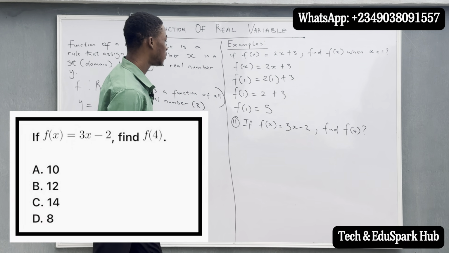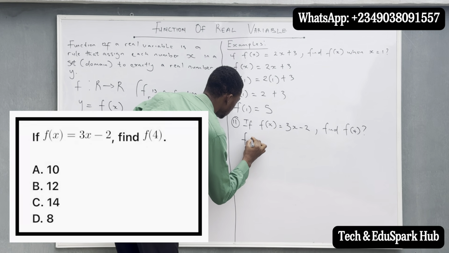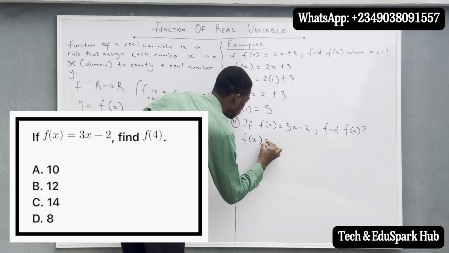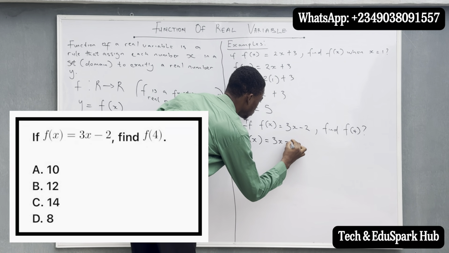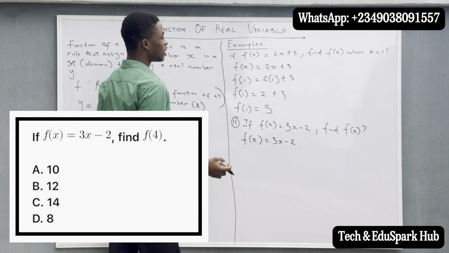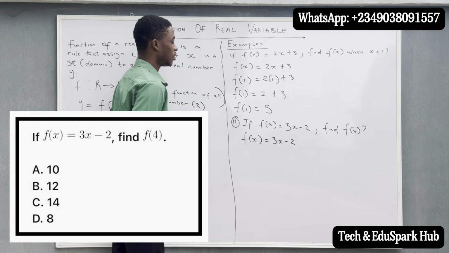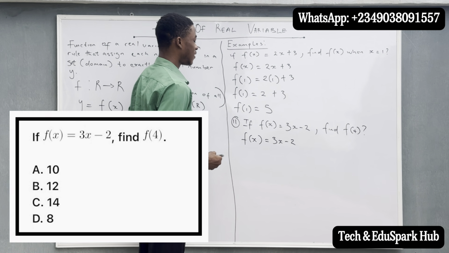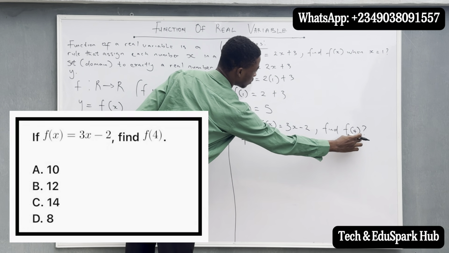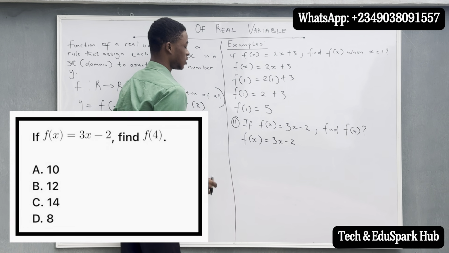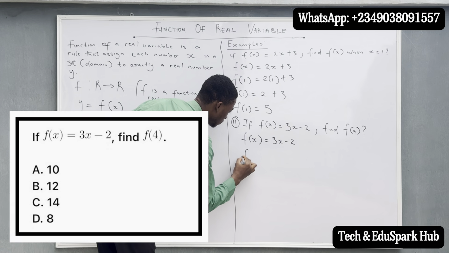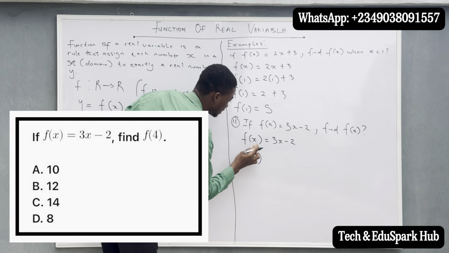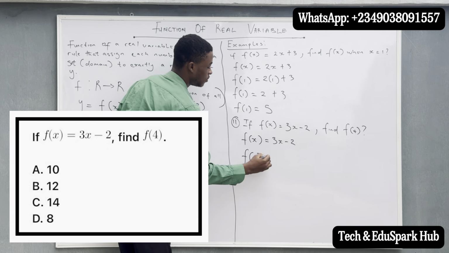In solving this kind of question, we're given our f of x to be equal to 3x minus 2, and we're asked to find f of 4. What this means is that whenever we see x, we will substitute it for 4 in this equation. So we have our f of 4. You can see we substitute x for 4 to be equal to what?